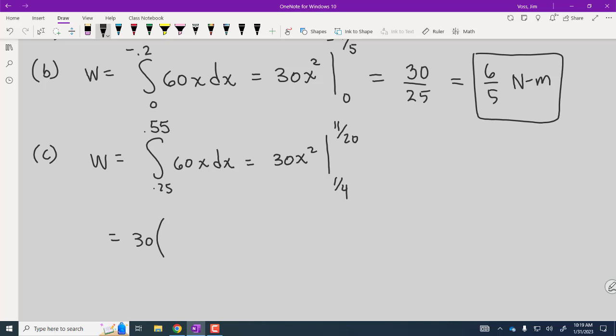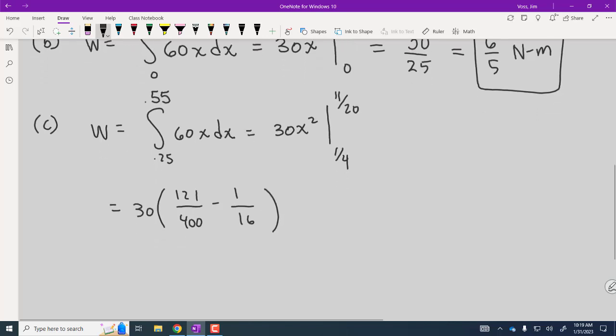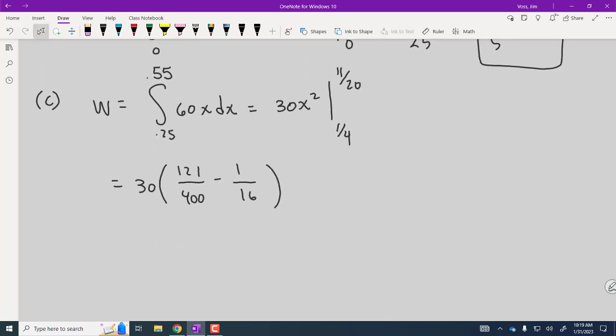So plug in 11/20ths, and you square it, you get 121 over 400 minus 1 over 16. We just have to simplify that. Multiply top and bottom by 25 over here to get to 400. Yeah, Federico.